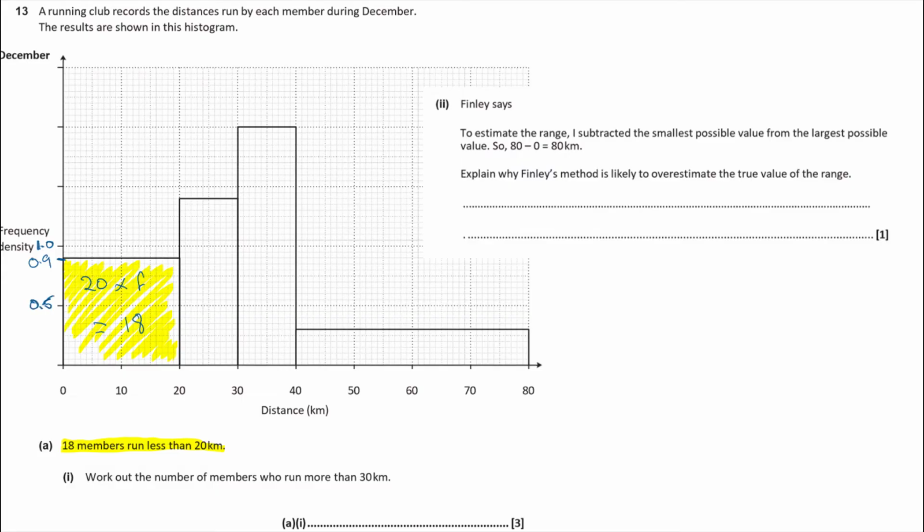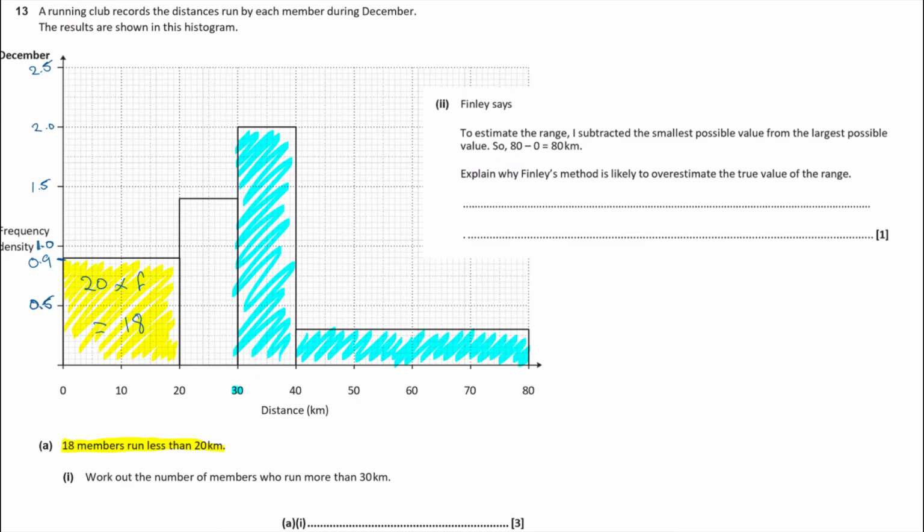So this scale is going up in 0.5s, so 1.5 to 2.5 up that scale. Okay, that all works out. Then work out the number of members who run more than 30 kilometers. Well, 30 is here, look. So more than 30 is going to be all the people in this bar plus all the people in this bar here, isn't it? They're all the people who run more than 30.